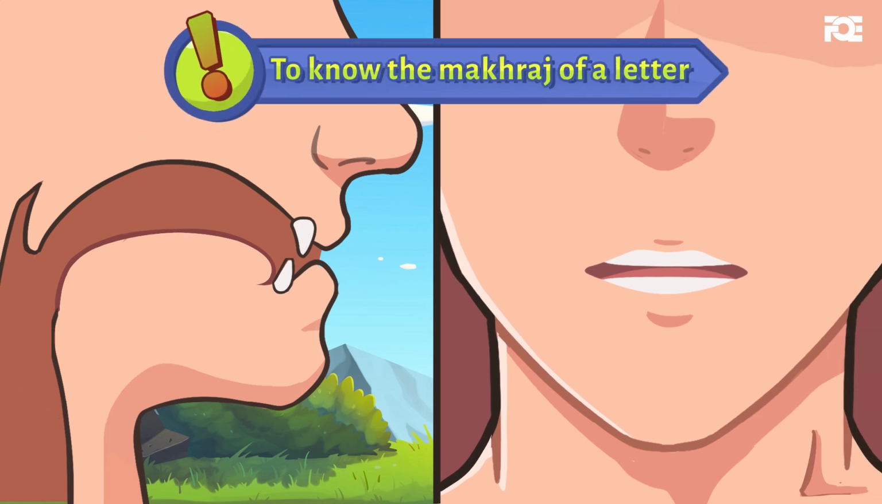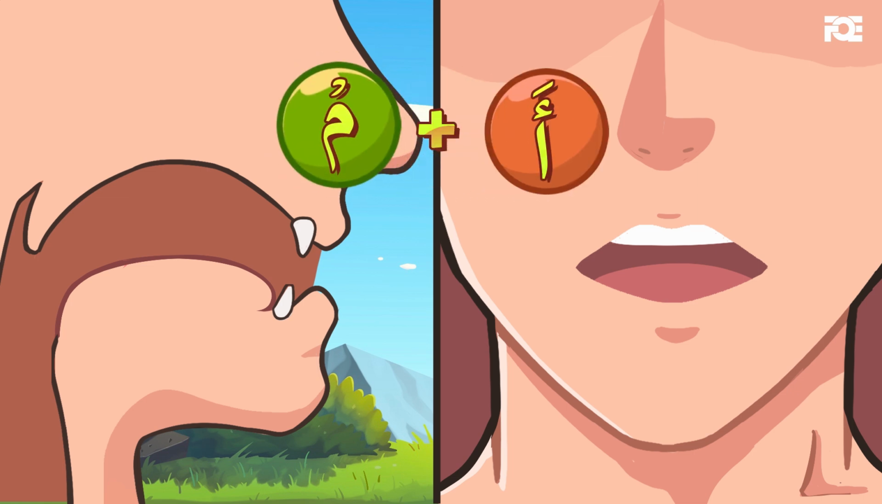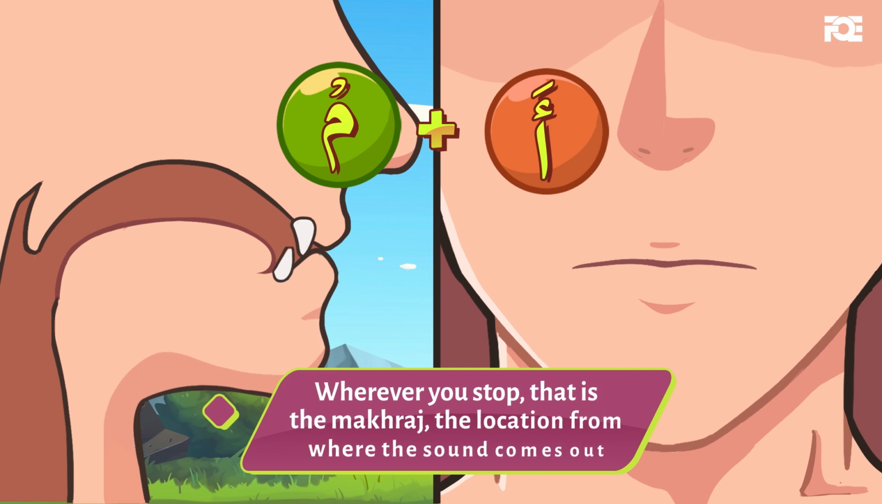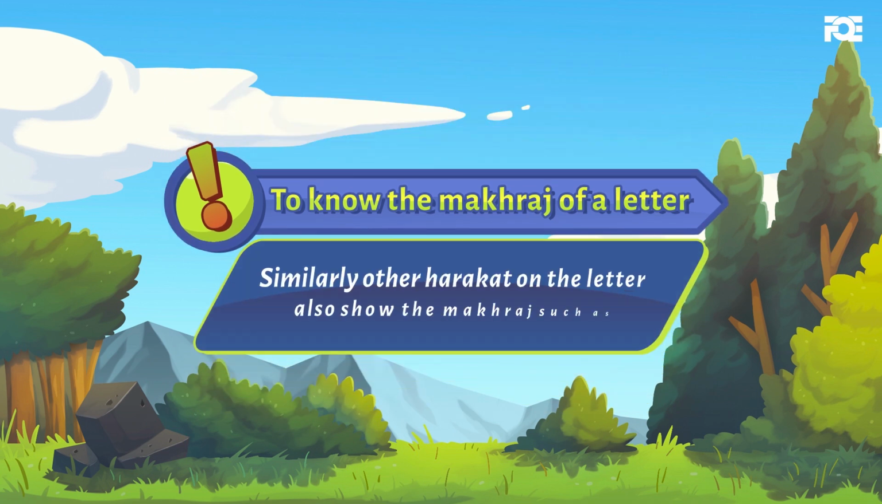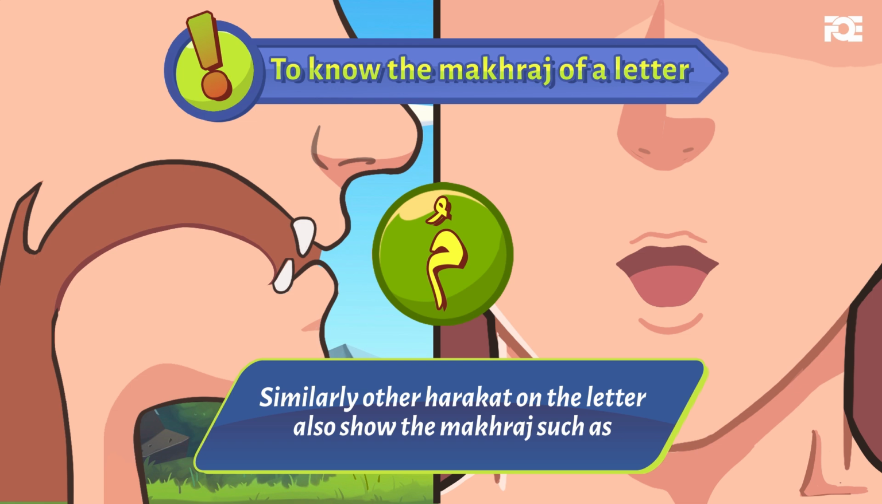To know the makhraj of a letter, take a fatha and place the letter with sukoon after it. For example, to know the makhraj of mim, we say it, and wherever you stop, that is the makhraj, the location from where the sound is coming out from. Similarly, other harakat on the letter also show the makhraj, such as ma, mi, mu. So in all these cases, the lips are the makhraj of the letter mim.